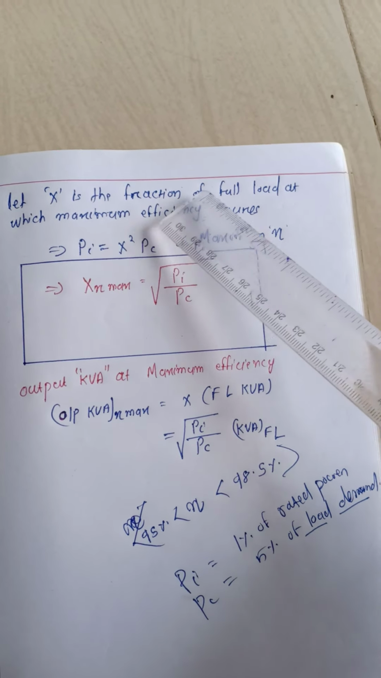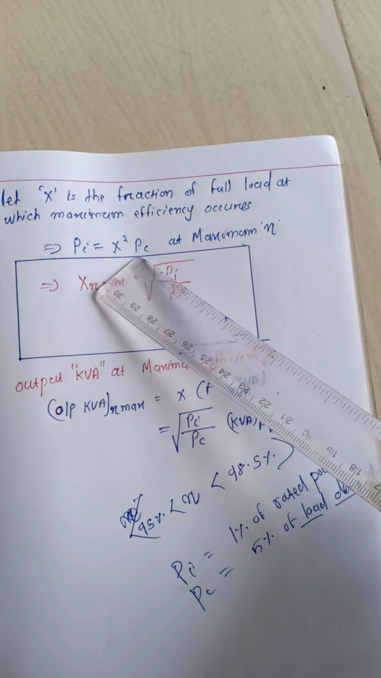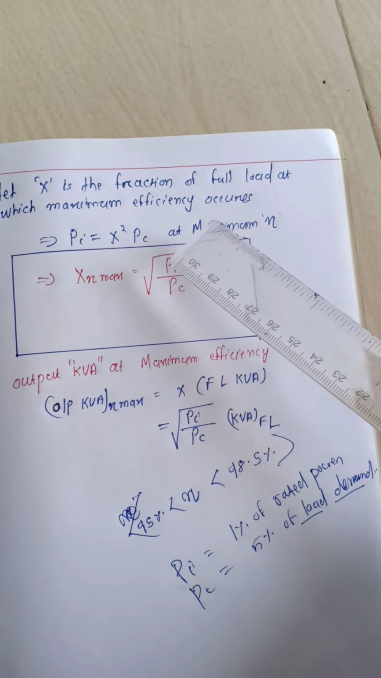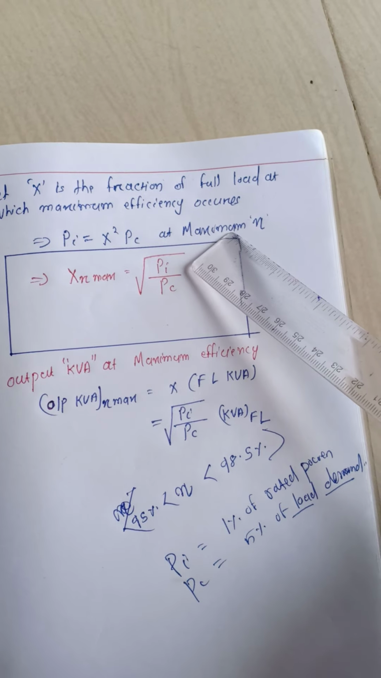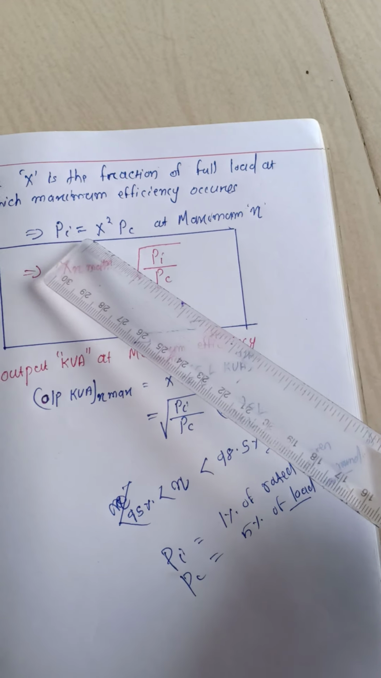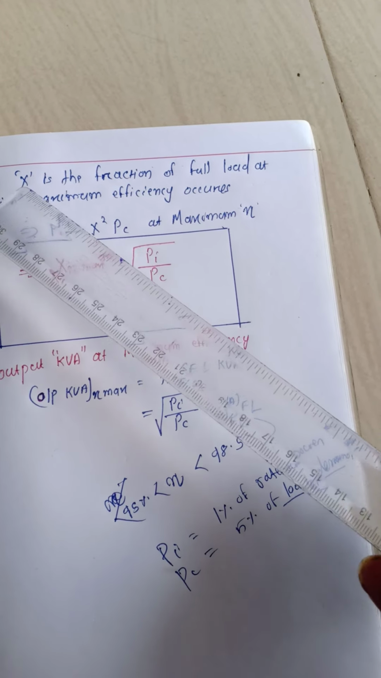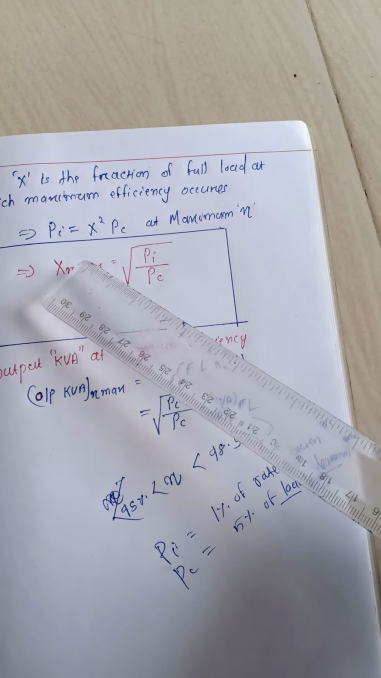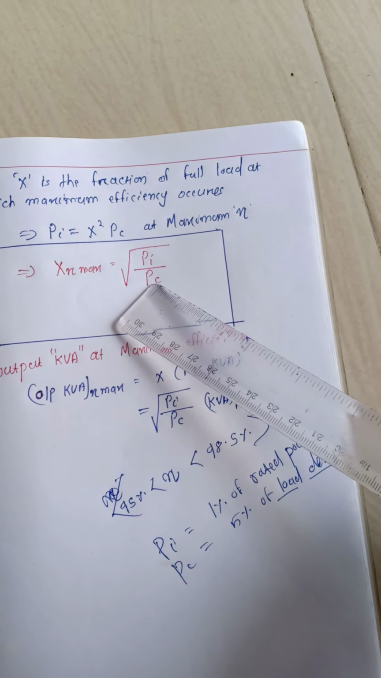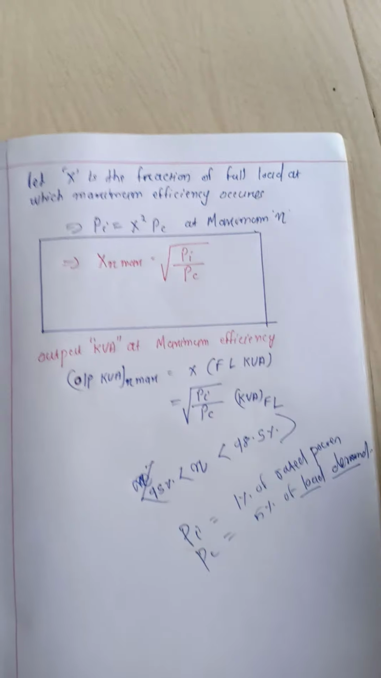As X is the fraction of full load at which maximum efficiency occurs, the copper loss will become X square Pc. As we know, at maximum efficiency iron loss is equal to copper loss, so X square Pc at the maximum efficiency condition is equal to Pi, that is iron loss. So what is the value of X? X at maximum efficiency is equal to root over of iron loss upon full load copper loss. So this is another important equation. You can memorize it.